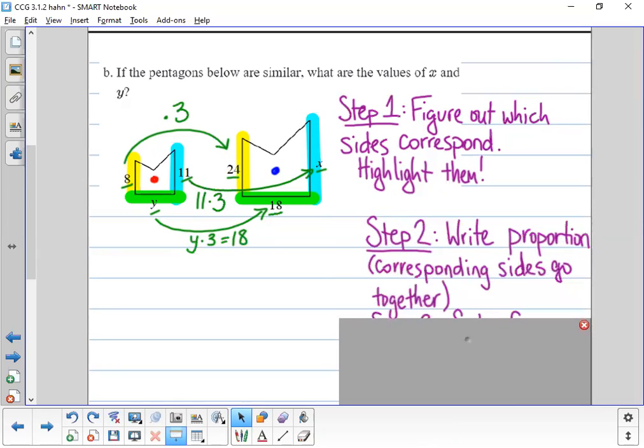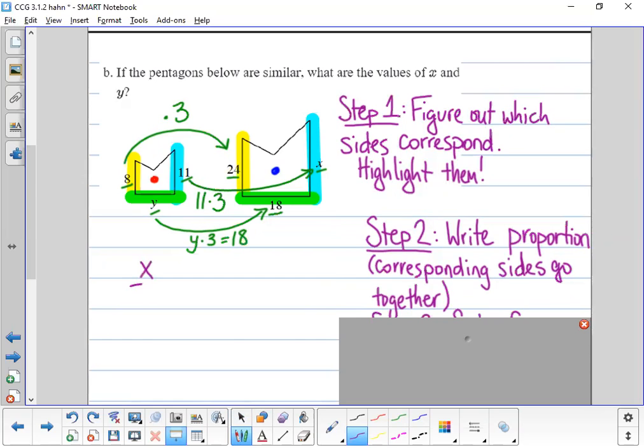Okay, so step 2 is to write your proportion. A proportion is just an equation where you have one fraction or one ratio equal to another fraction or ratio. A ratio is just a fraction. So I am going to set up my proportion, and the corresponding sides are going to go together in the ratio. So let's start by solving for X.